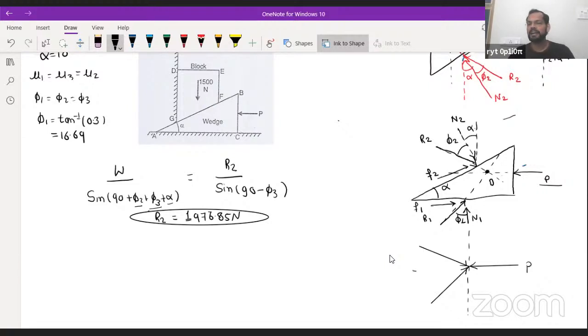Sorry, this is the vertical line. This is the horizontal line. What about the angle of R1, the contact force at 1 with the vertical? It is given. This angle is phi 1.